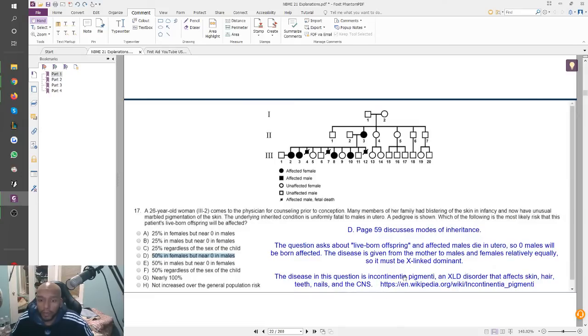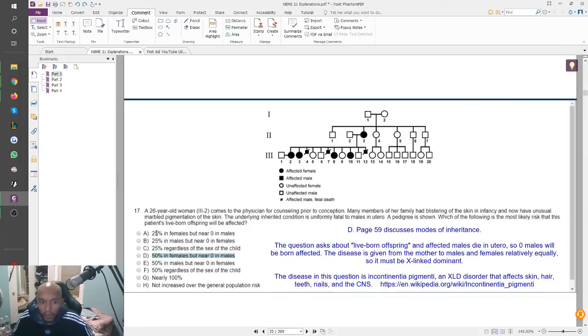And I didn't know. Later on, I checked and found out that this description that they're talking about here with marbled pigmentation of the skin, this is a disease called incontinentia pigmenti, which is an X-linked dominant disorder that affects skin, hair, teeth, nails, and CNS. But the 50% in females and near 0 in males should have been something I was able to get right once I figured out it's X-linked dominant, right? Because the chances of passing your X chromosome is 50-50. You either get the good one or the bad one.